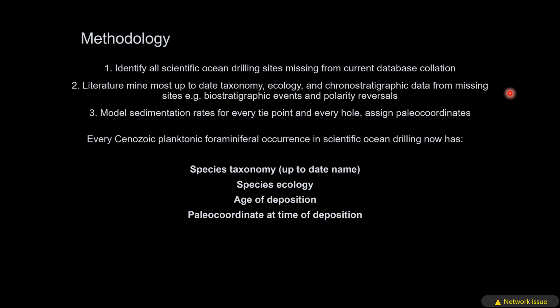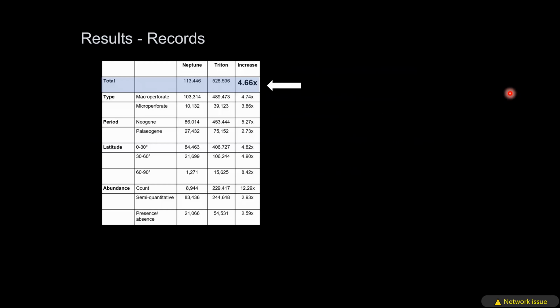And of course, if we have the relative date of when the foram was deposited, and we have the coordinates of where the site was initially drilled, we can use plate reconstruction models such as the Seton model, the Matthews model, and reconstruct where that foram was deposited in time. So eventually this leaves us with up-to-date taxonomies, ecologies, ages of deposition, and the paleo coordinate at the time of deposition of each single planktonic foraminifera.